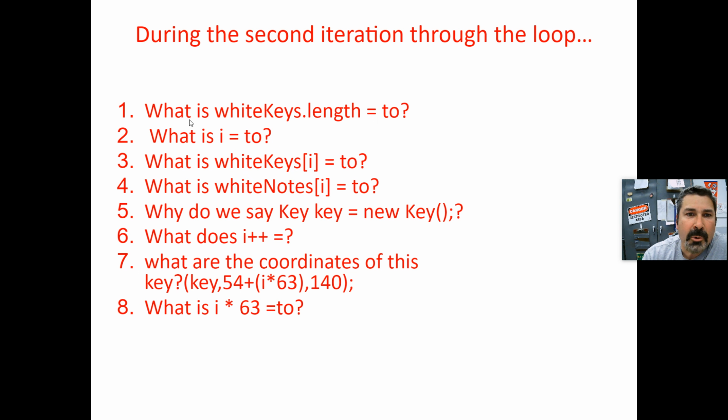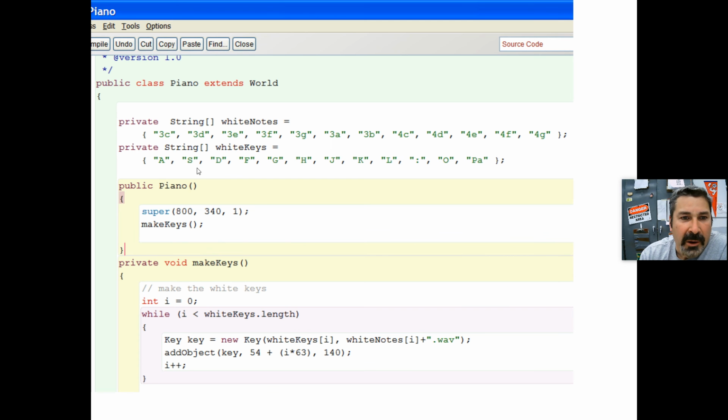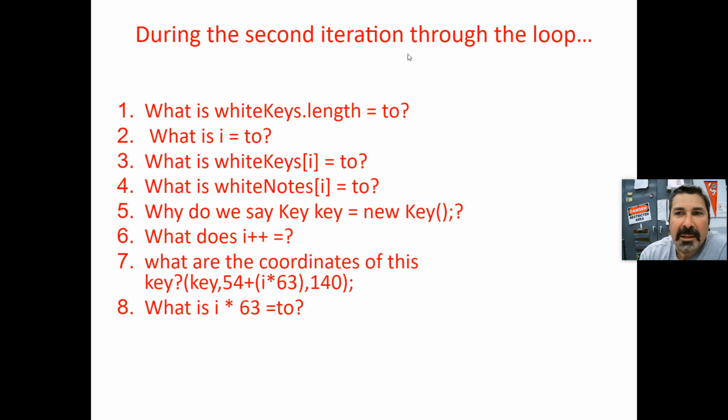Okay, answer this question. What is whiteKeys.length equal to? What does i equal? During the second iteration through the loop, what is whiteKeys.length equal to? All right, so if we go through our loop, the first time through, i is equal to 0. The second time through our loop, i is equal to 1. Okay, so what is whiteKeys.length equal to on our second iteration, or time through the loop? Answer all these questions based on your code or my code.